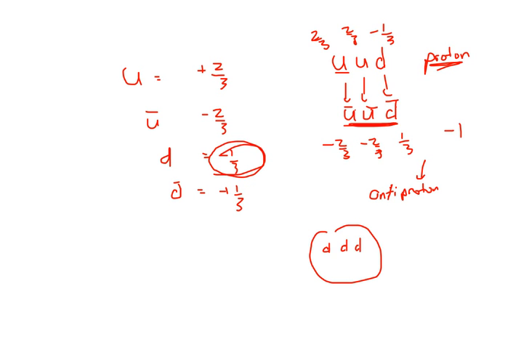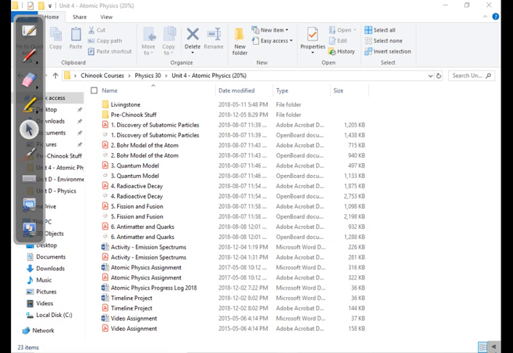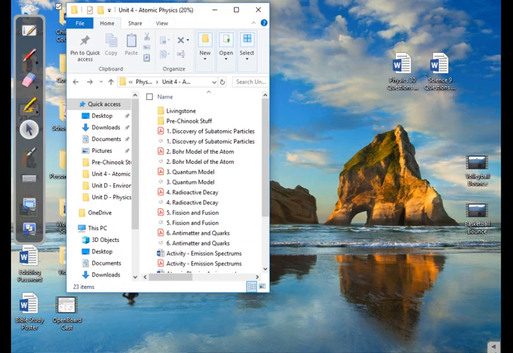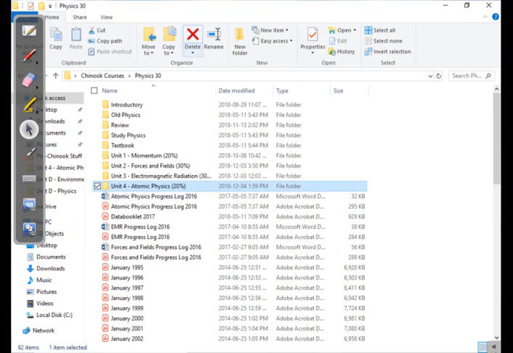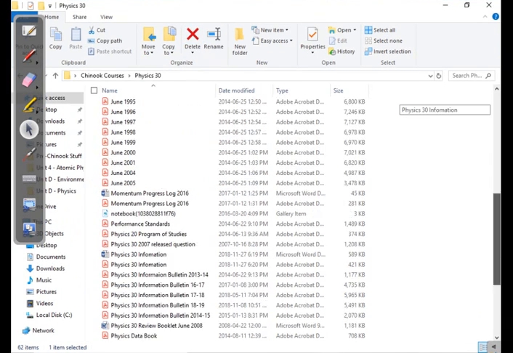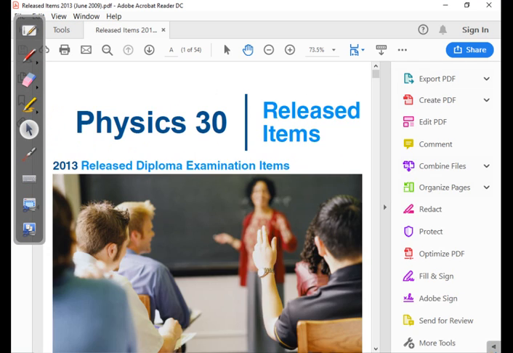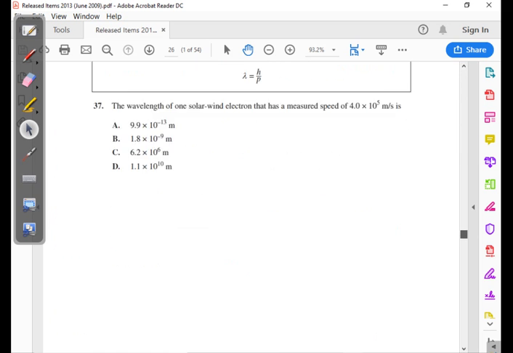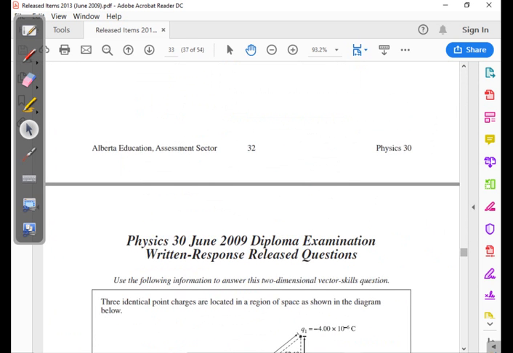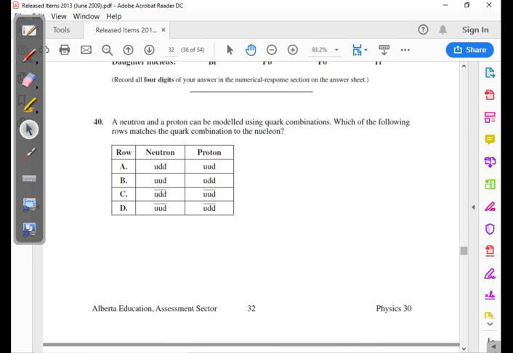And let me find you an old diploma question, because you're giving me a funny look like, Chris, how am I supposed to learn this if you don't get it? Because I know, that's frustrating. Let me find you an old diploma question here. Let's do, hopefully it's on the June 2009 one. Here we go. Take a look at number 40.